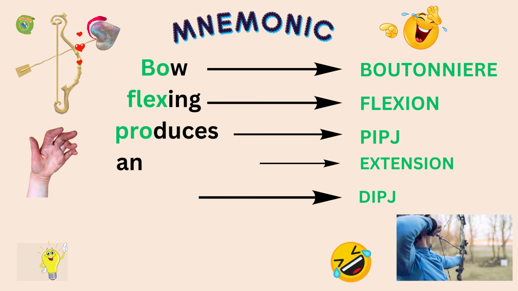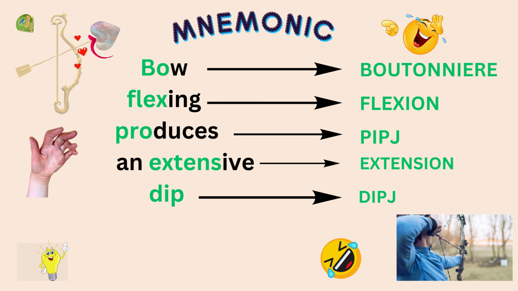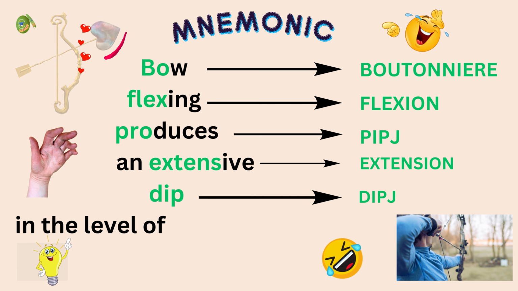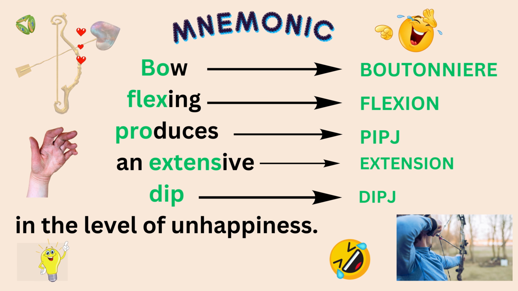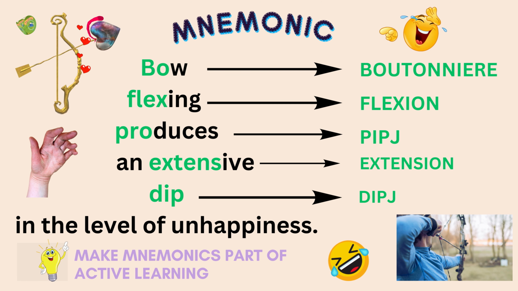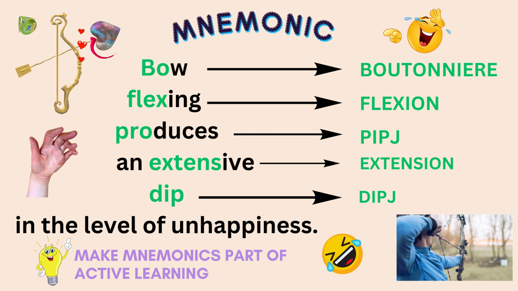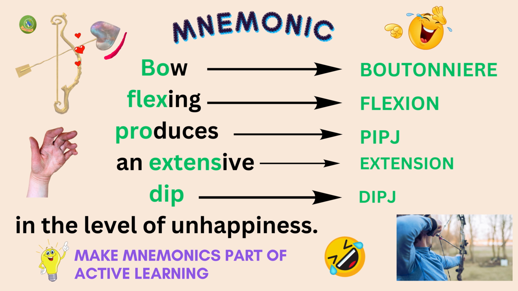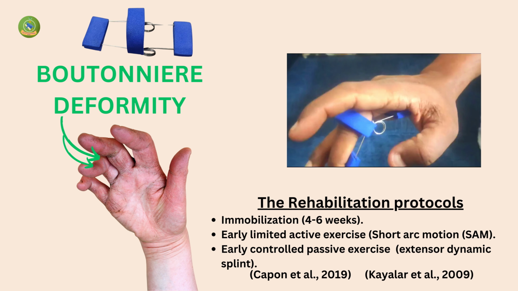Just for fun, this is a mnemonic made by myself. Boutonniere deformity is characterized by pathological flexion of the PIPJ and extension of DIPJ. Bow flexing produces an extensive dip in the level of unhappiness.